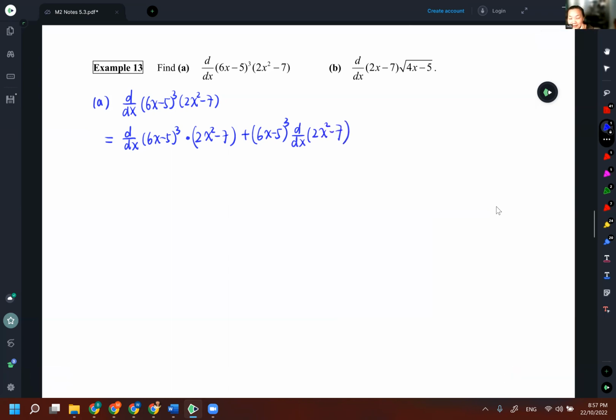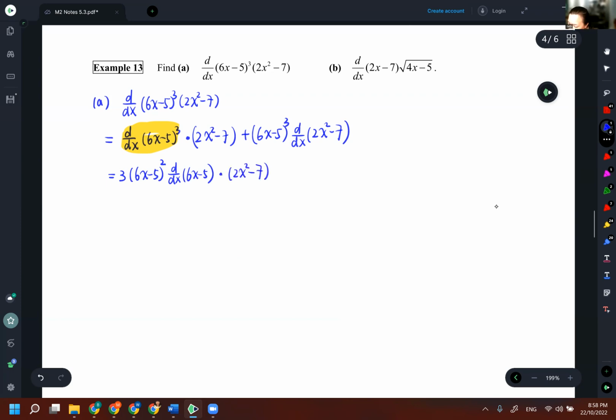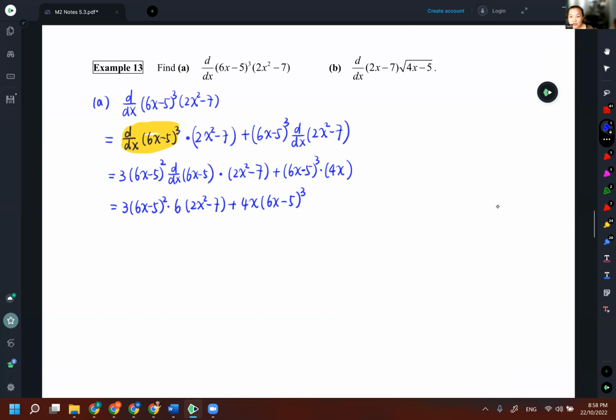Now the power rule still works. You can still use the power rule. But inside the power rule, you have a composite differentiation. So this will be 3u squared, and then d/dx of 6x minus 5, times 2x squared minus 7. And this one is 6x minus 5 cubed, and then times 4x. Okay. And then still haven't done. 6x minus 5 squared, this one is 6, 2x squared minus 7, plus 4x, 6x minus 5 cubed. Okay, now the differentiation is done.